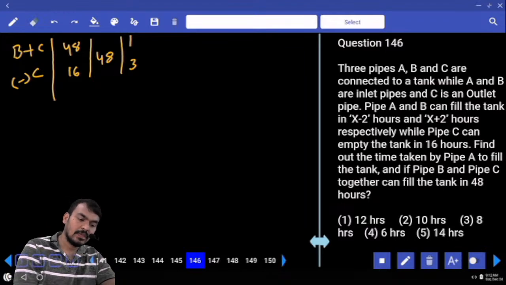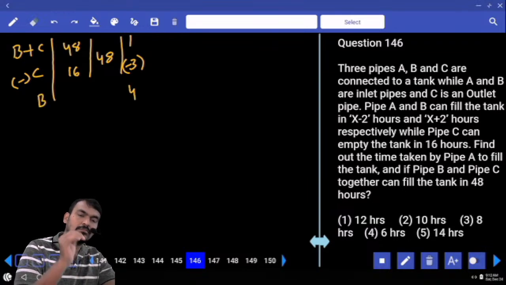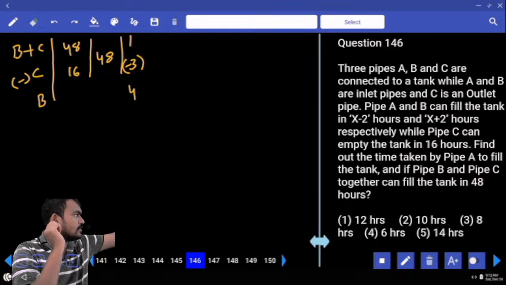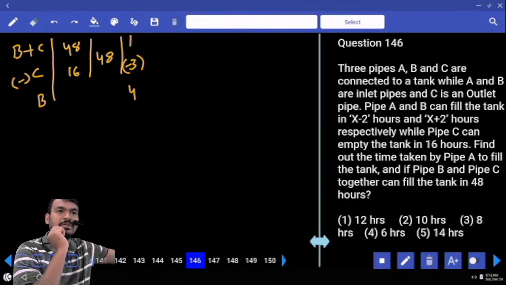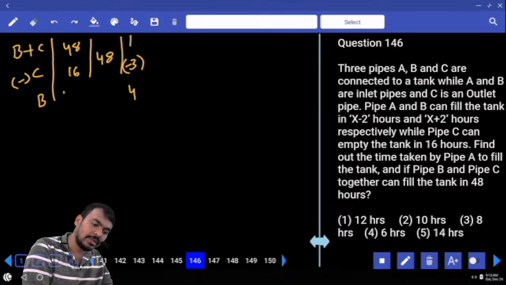Minus 3, or not? If it is minus 3 for C, then B must be plus 4, or not? Yes or no? Because B plus C efficiency is how much? 1. C efficiency is minus 3, so B must be 4 parts efficiency, or not? Yes or no? Okay. Then what is the B time? 12, or not?